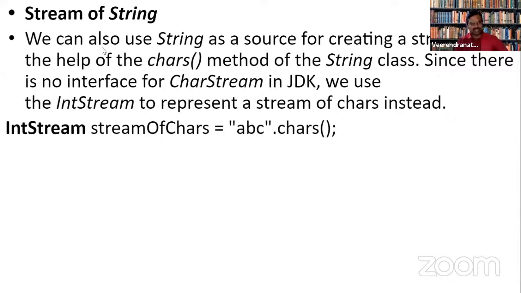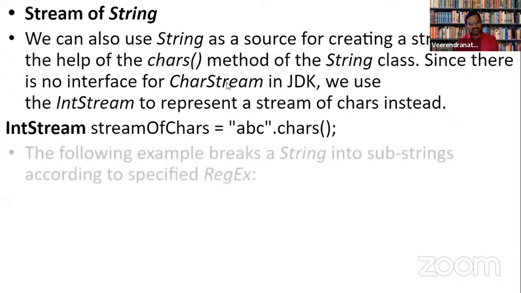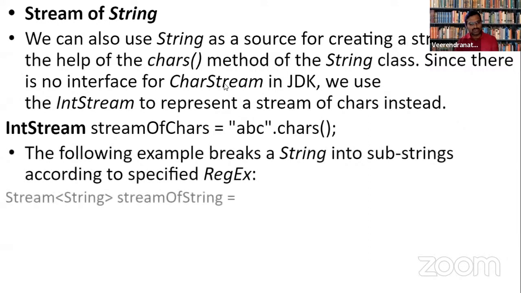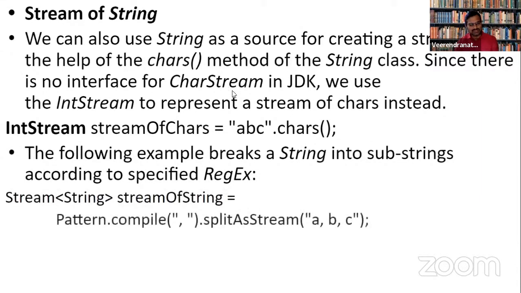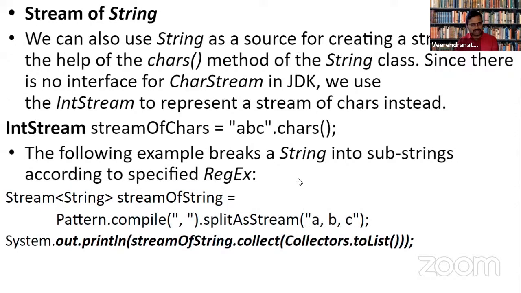So what exactly are we saying? A string as a source for creating the stream with the help of the chars method. What does this chars method do? The chars method will make the elements A, B, C a part of the stream. So this is where your stream of strings will be used. So these are the methods that we have used.